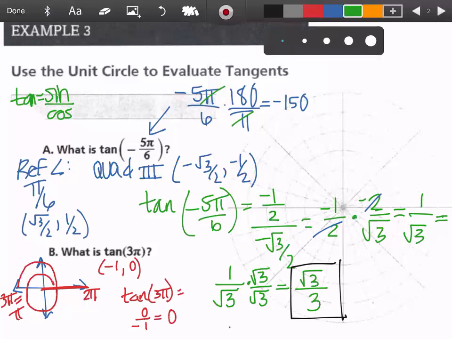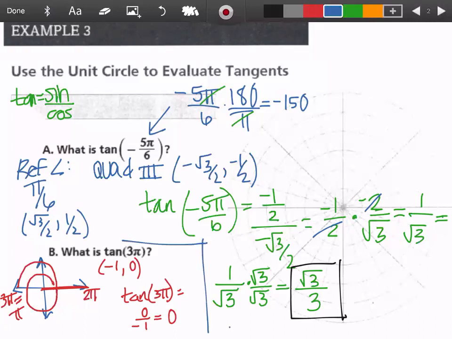So now you can practice finding tangent on your own. We will work on the unit circle a little bit more as well. But now try some of those tangents on your own.